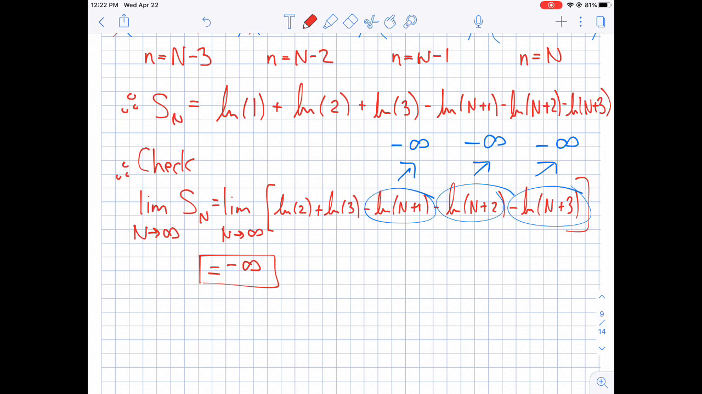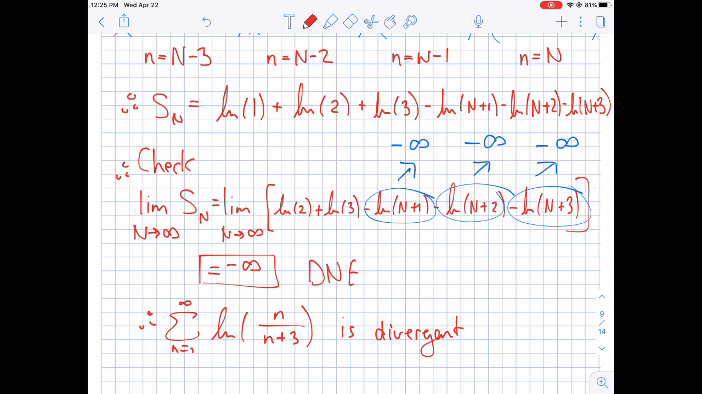Now, what does that actually mean in the context of the question? Well, that means, first of all, that this limit just does not exist. And if the limit does not exist, that means that the series that we started off with, starting at 1 and going to infinity, ln of n over n plus 3, okay, that series is divergent. Okay, the actual sum of the terms continues to increase as a negative value, and they do so without bound. Okay, they approach negative infinity, which corresponds to a divergent series.